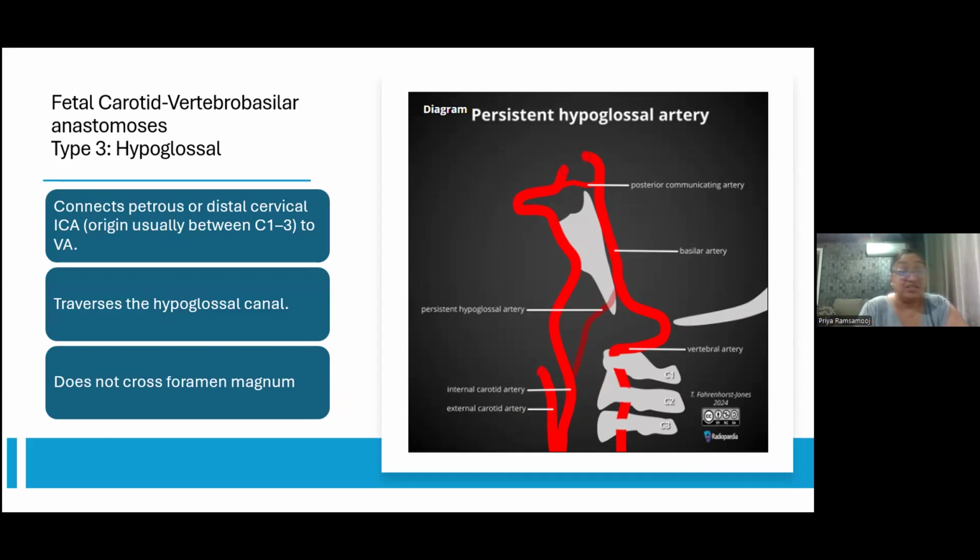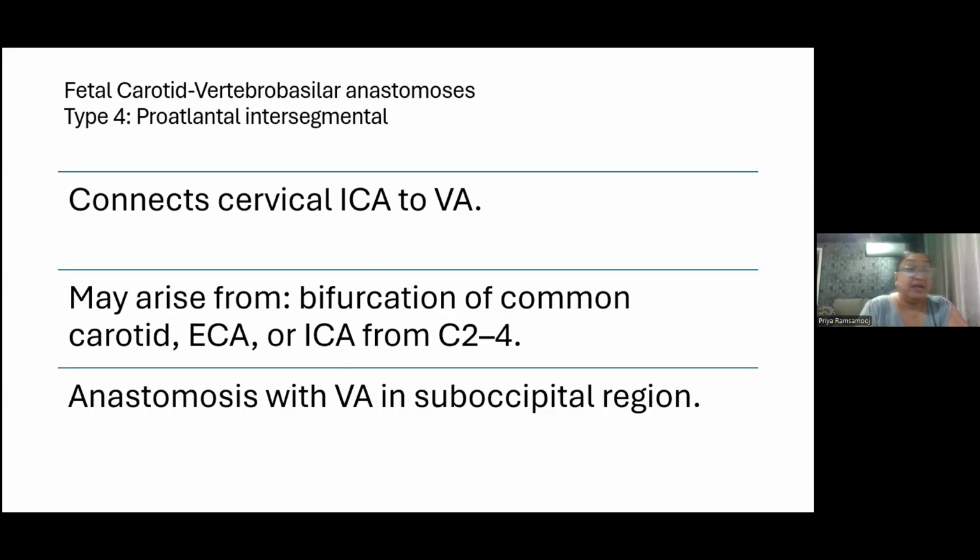It actually occurs a little bit more frequently, up to 6 times more often, but the overall incidence is low, 0.2%, like I would have mentioned. And type 4, pro-atlantal intersegmental, only about 40 cases reported so far. And this connects the cervical ICA to the vertebral artery.